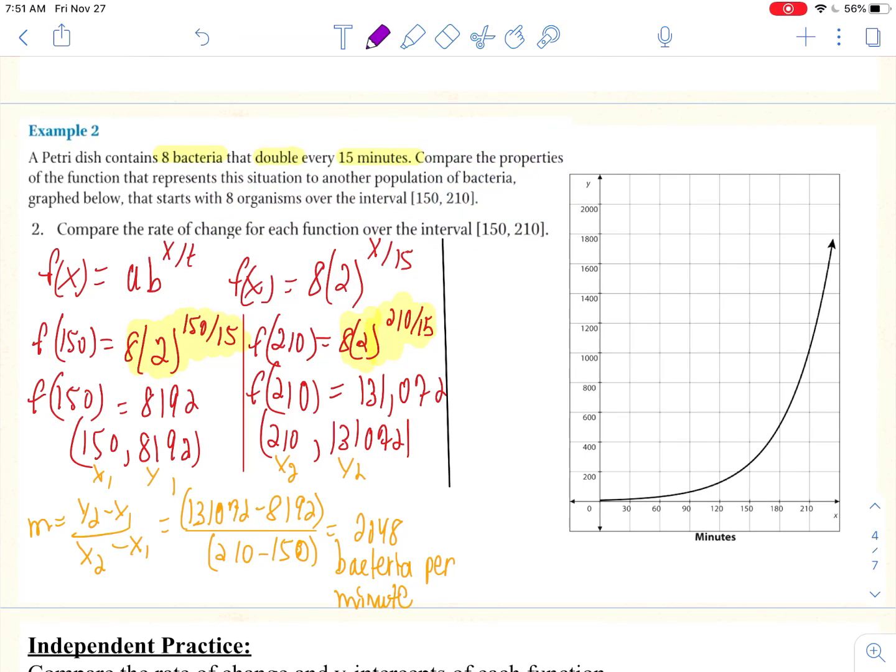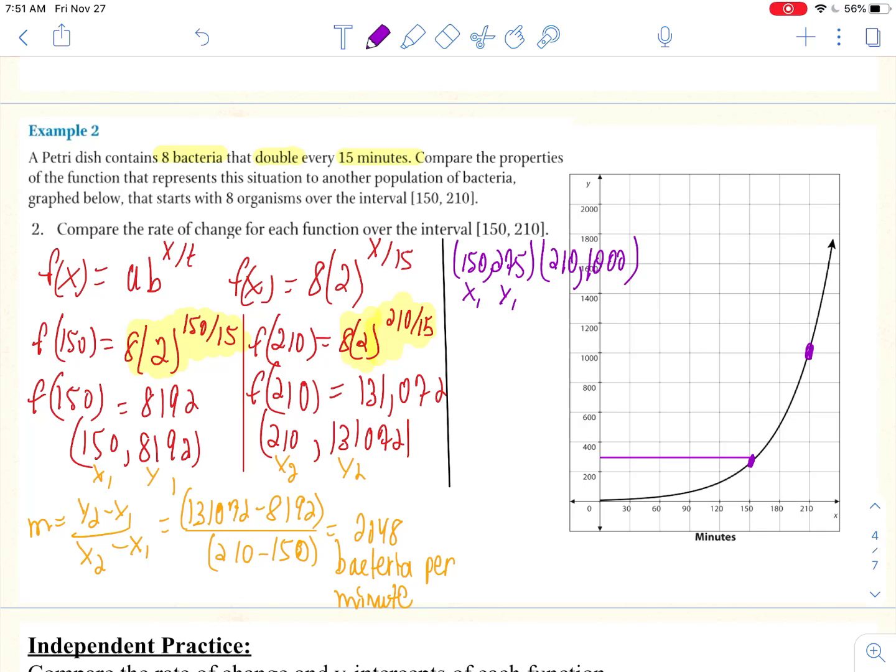Now we need to determine our rate of change given our graph function, and then we're going to compare the two. So our first ordered pair from our graph function is 150, comma, we're going to go ahead and look at our graph at 150. It looks like it goes from 200 to 400, so right between 200 and 400 would be 300. I would say that's slightly below 300, so we're going to call that 275. And then we have 210, comma, if I go to 210, see where it hits on my graph, that hits right about 1,000.